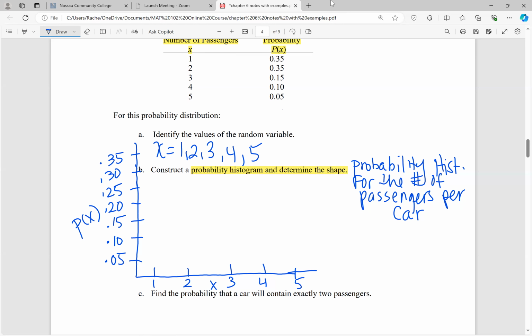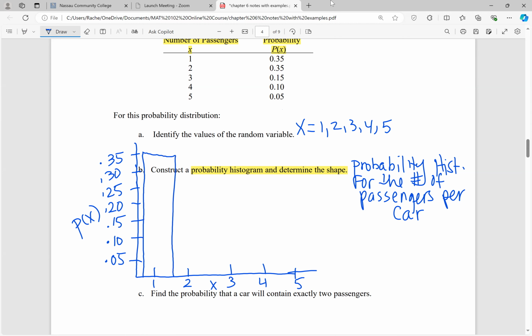So now we're going to construct the bars or the rectangles. The first one is going to go over 1, and 1 has a probability of 0.35. The height of the first bar is going to correspond to the probability of that random variable, so the height's going to be 0.35. Next, we have 2. X equals 2 with a probability of 0.35, so it's going to be the same height, this next bar.